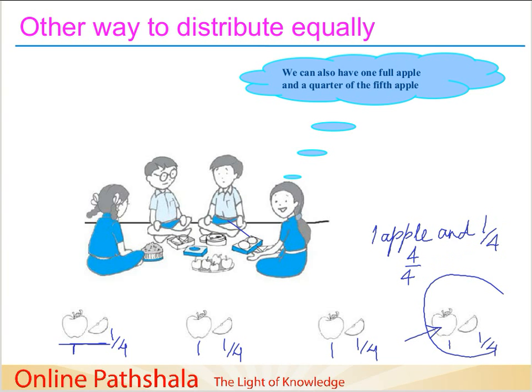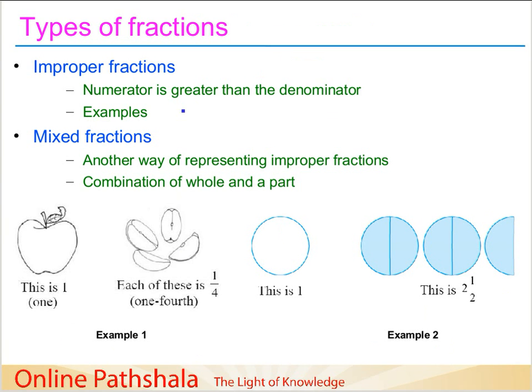Now let us try to revise what we have learned. So what are improper fractions? In an improper fraction, the numerator is greater than the denominator. And how can we represent improper fractions? The one example showed us the number 5/4. You can have any such numbers. You can have 10/4, or 15/7, let's say. So in all the cases, the numerator is greater than the denominator. You can have as many examples as you like. So this is one way in which we can represent an improper fraction.